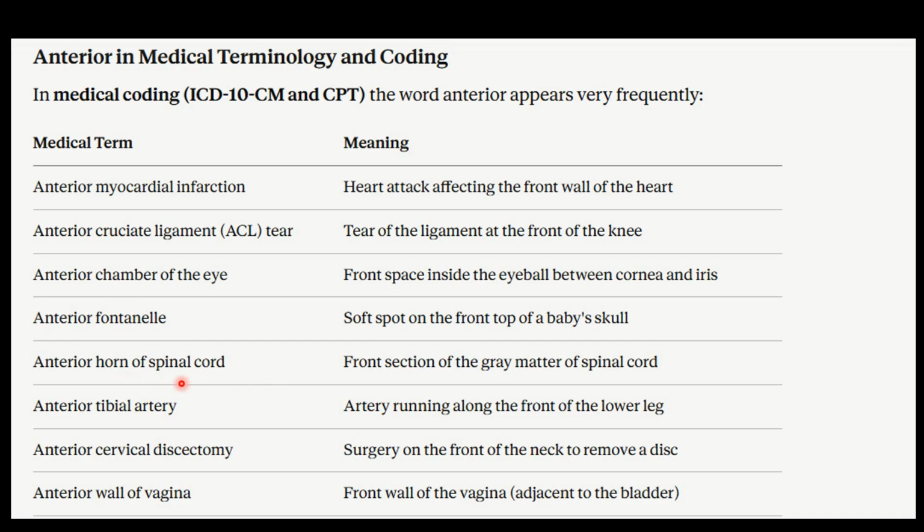Then we have anterior horn of the spinal cord, which means front section of gray matter of spinal cord. Anterior tibial artery, which means artery running along the front of the lower leg. Then we have anterior cervical discectomy, which means surgery on the front of the neck to remove a disc. And the last example is anterior wall of vagina, which means front wall of the vagina adjacent to the bladder.